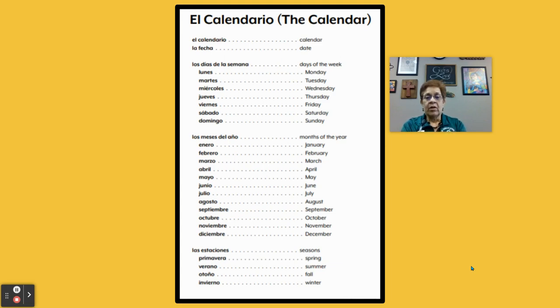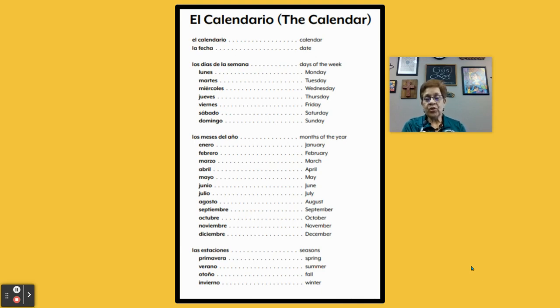So, the months of the year, 11 of them look like the English word. There's only one month that doesn't look like the English month, and that's the first month of the year, enero for January. All the other ones look like our English words, which is nice. It's easy for us to remember that. So let's talk about mayo. It's not mayo like mayonnaise. It's mayo.